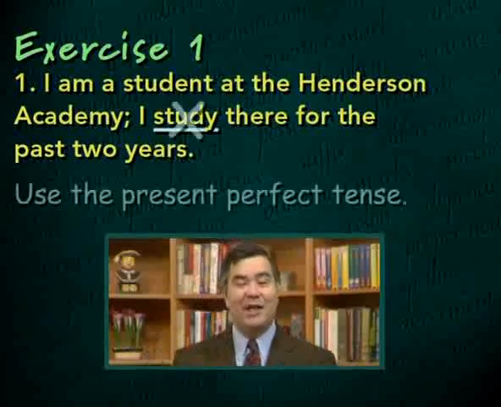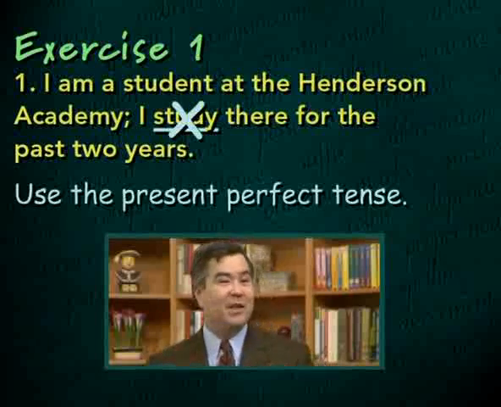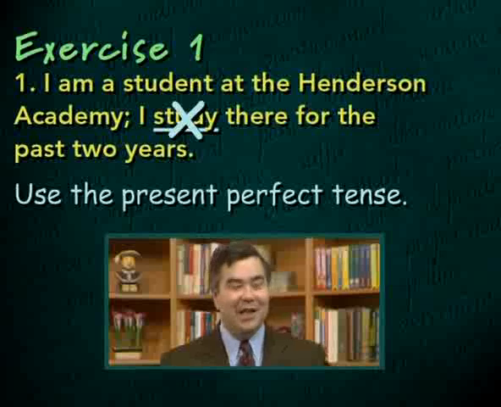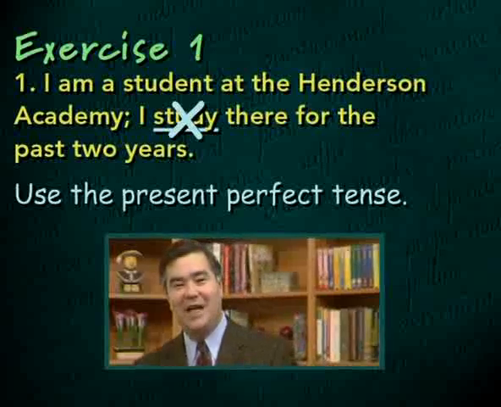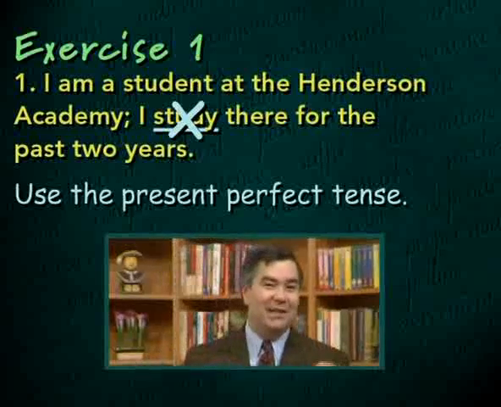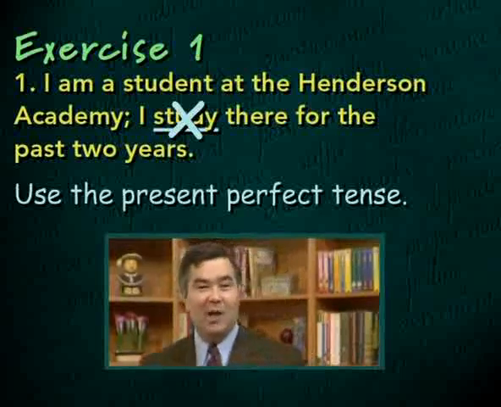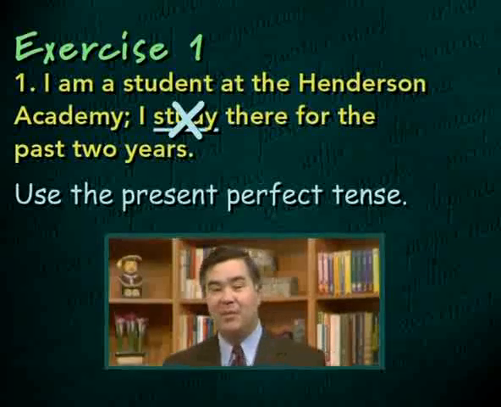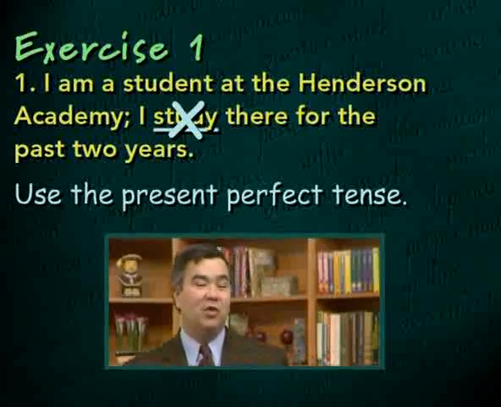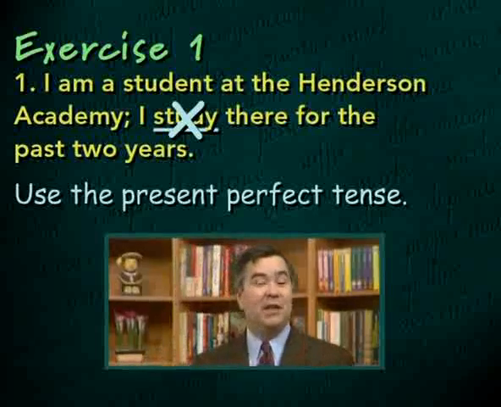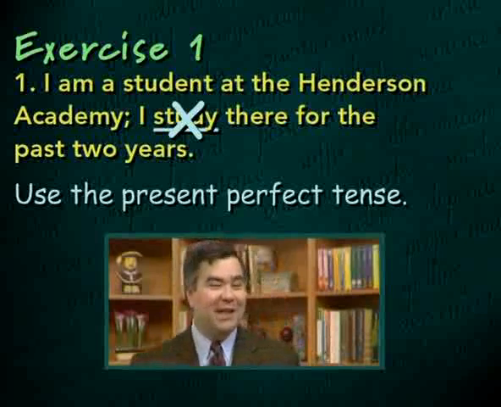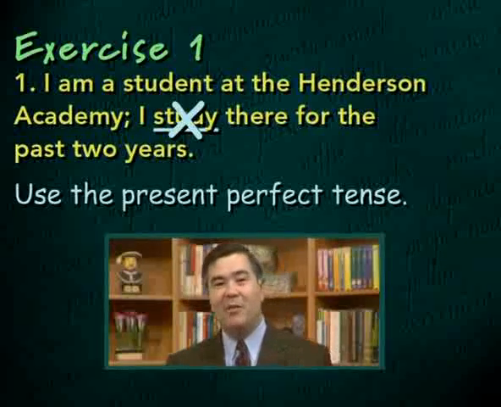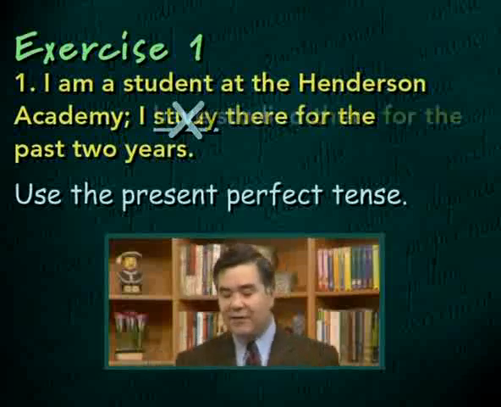The answer is the present perfect tense. The present perfect tense is used to describe activities that are happening in the past up to and including today. And since the studying is taking place in the past and up to today, we want to use the present perfect tense for that verb. And the present perfect tense, you'll recall, is formed by using the past participle and preceding it with the present tense of the verb to have. The correct form for this verb then would be have studied.